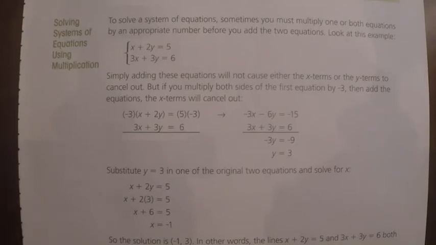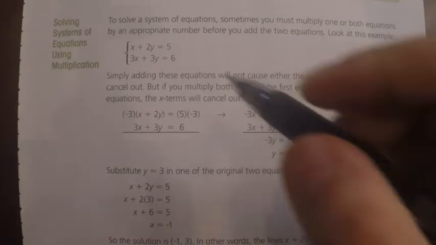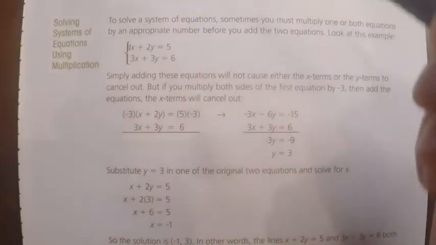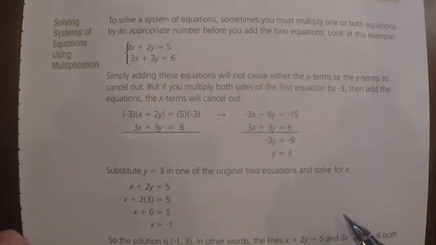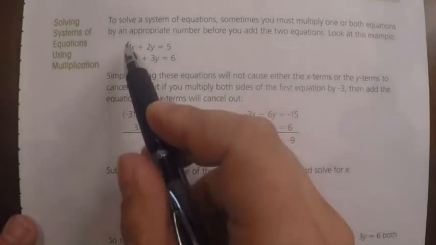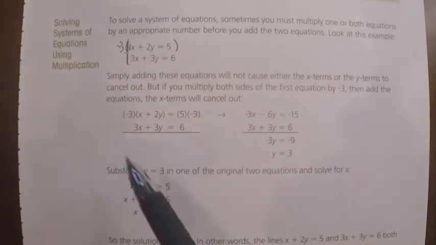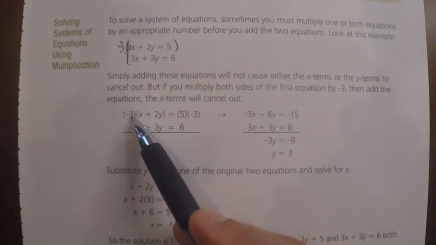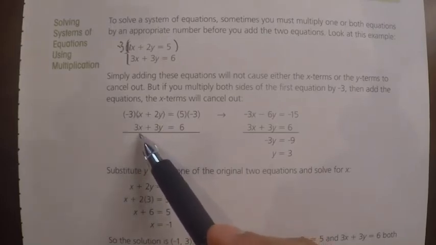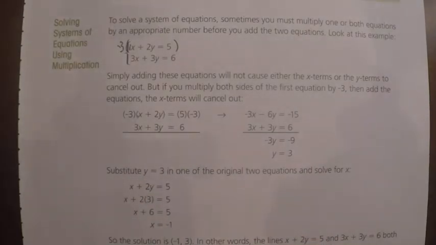But if you multiply both sides of the first equation by -3, then add the equations, the x terms will cancel out. So they're looking here at this 1x + 2y = 5. If we multiply this whole equation by -3, it will change our coefficient in front of the x to -3, which will make it cancel with our positive 3x down here.